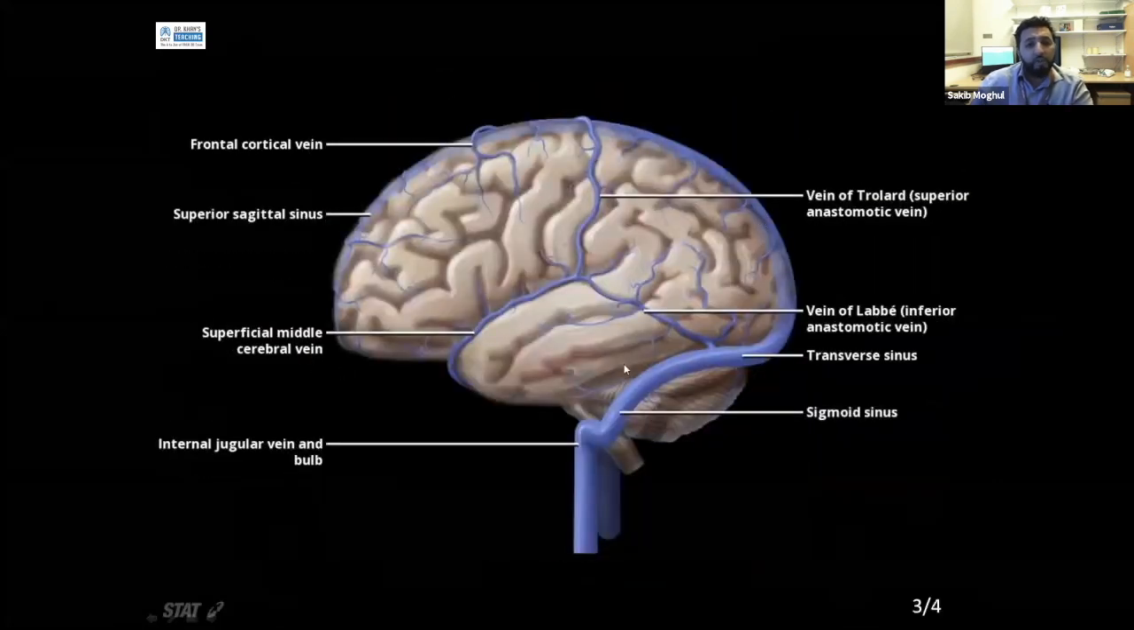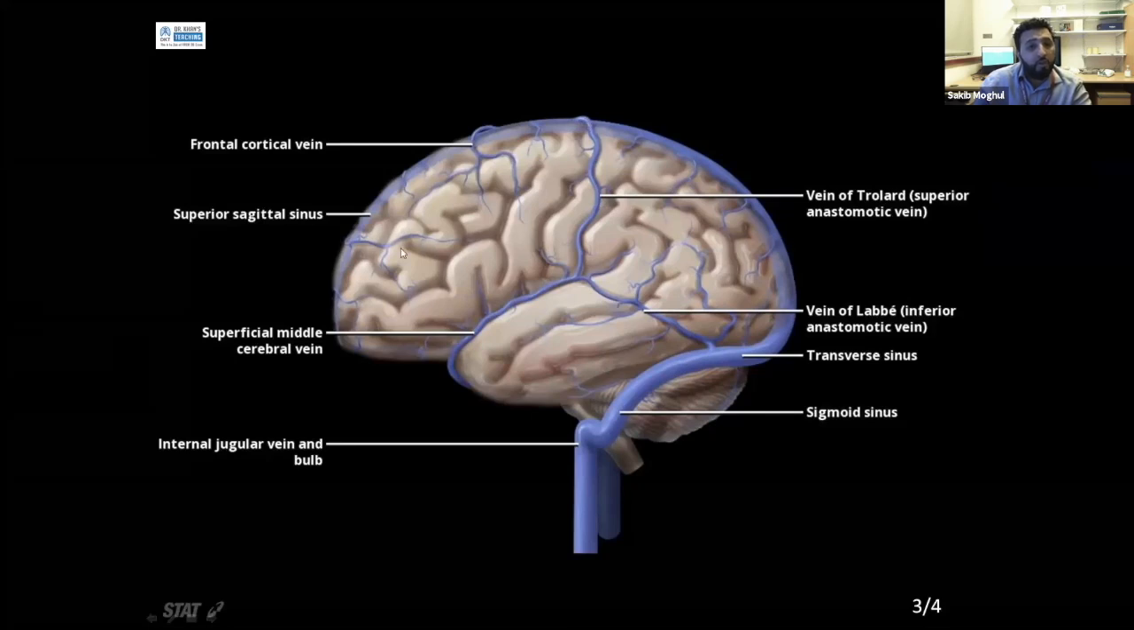And this is how they're projected, and essentially because they are superficial, they're going to be lining the cortex. These are very important anastomotic veins. The theory behind it is, if you have an occlusion or some kind of obstruction in the superior sagittal sinus, there is a potential way for venous drainage to still carry on. So this is the vein of Trolard.